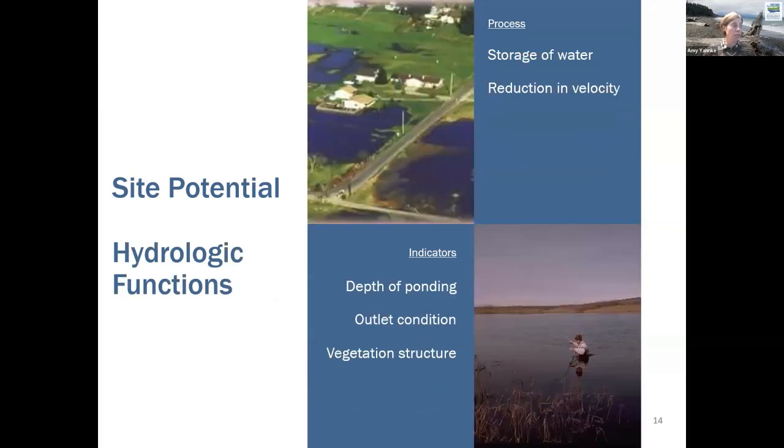For hydrologic functions, these are the basic processes for site potential for wetlands. Again, we're looking at processes that slow down water velocity and store water on the landscape. For storage of water, our surrogate indicator is to look at the depth of ponding and the condition of any outlets that might be in the wetland.